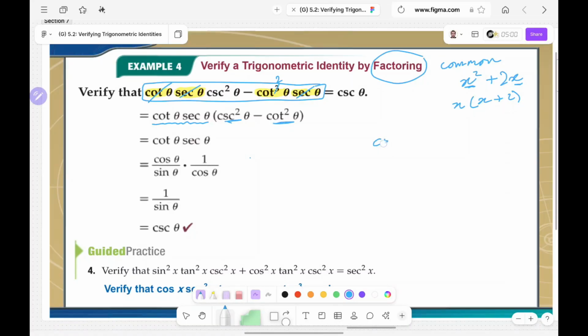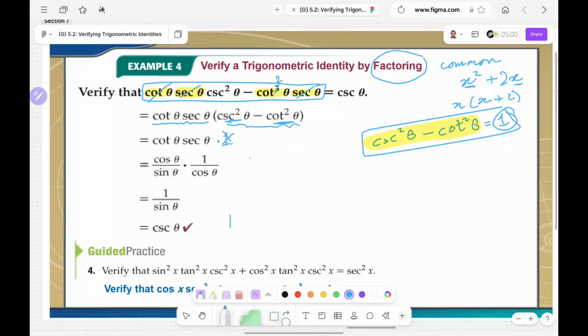Now we know that cosecant squared theta minus cotangent squared theta is equal to what? It is equal to 1. So I can replace both of them, and I can write 1. So I can replace all of this part and type times 1. And because this is times 1, the 1 is removed, because anything times 1 stays itself.